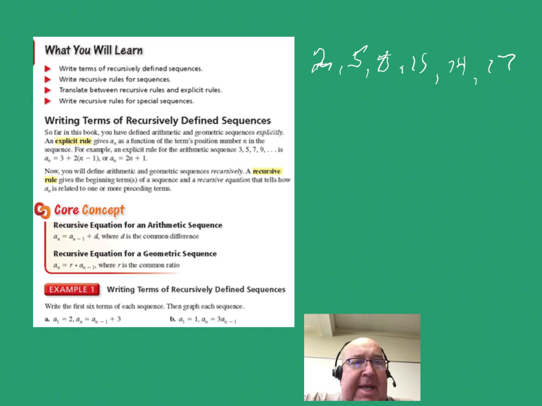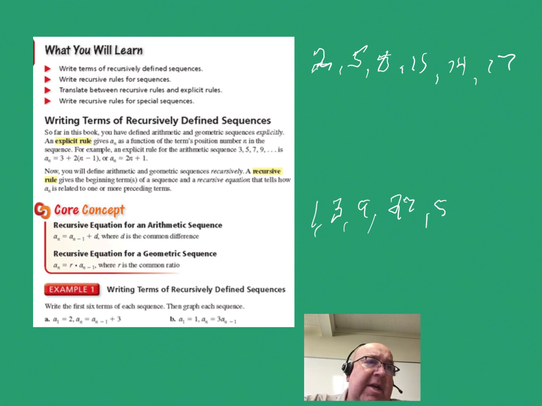Number B, we're starting with 1. We're multiplying by 3, so we go 3, 9, 27, 81, 243. And simple as that.